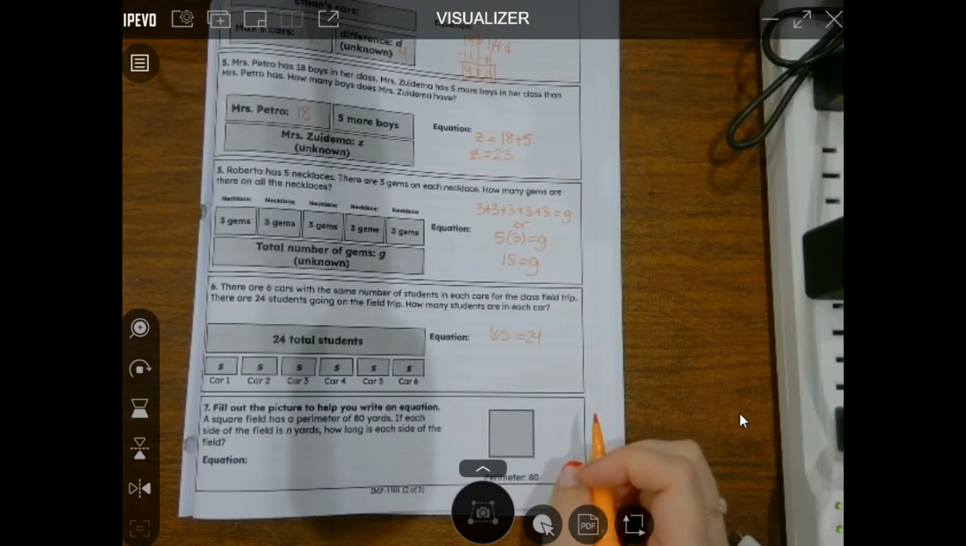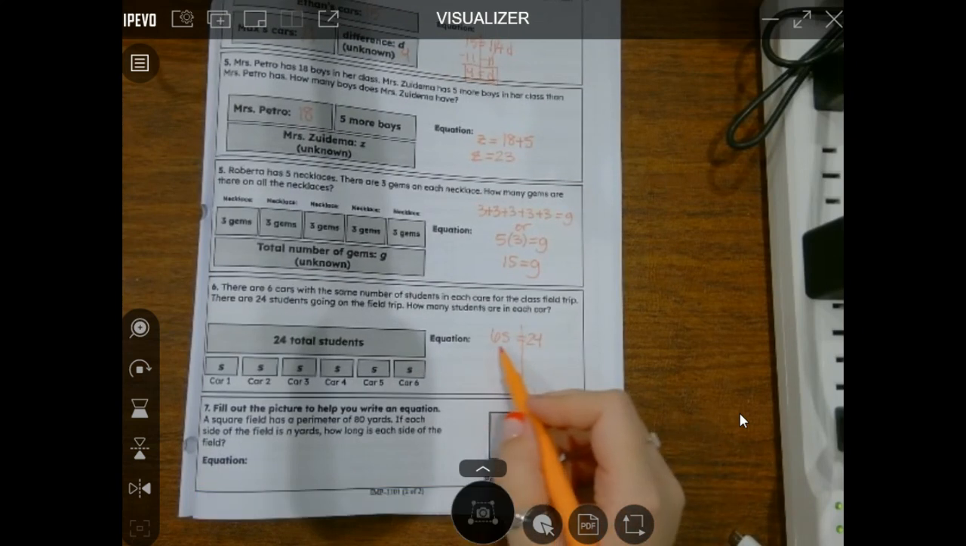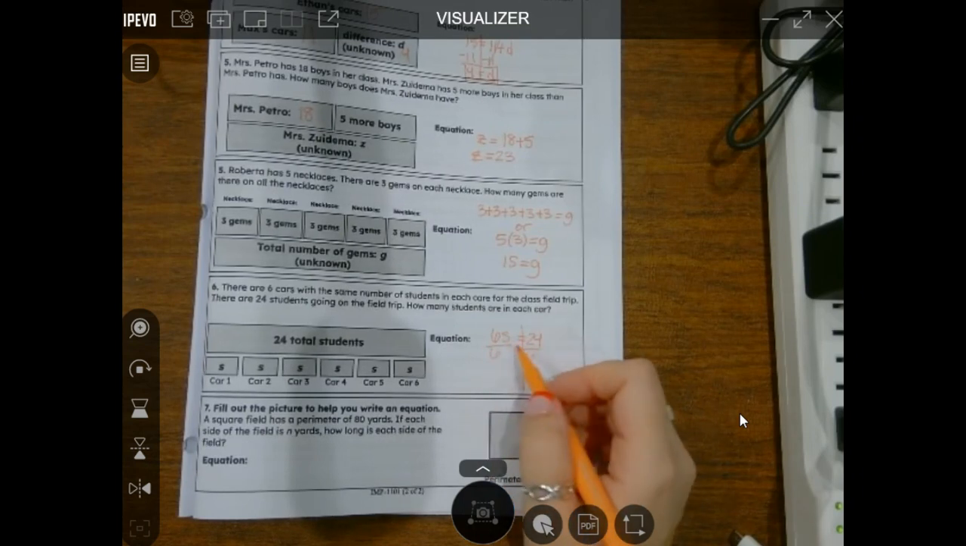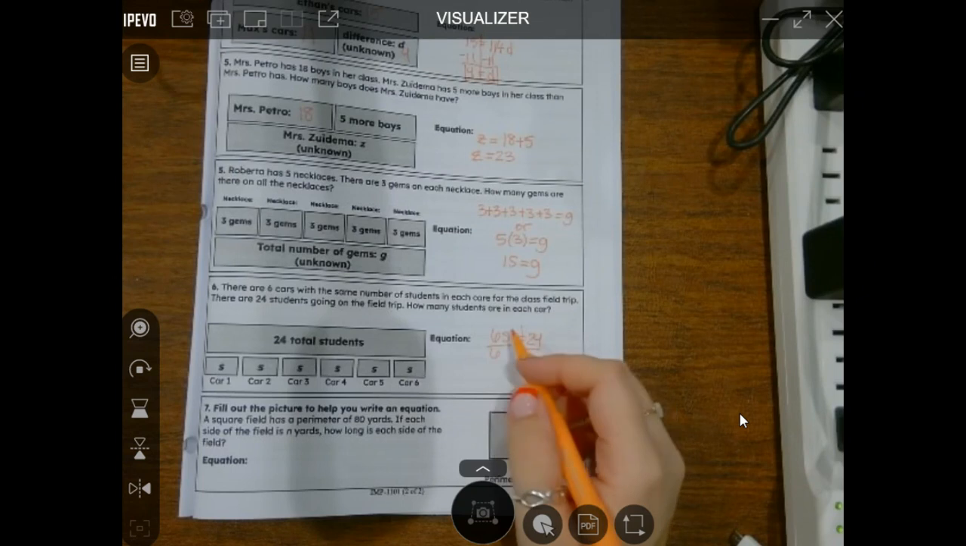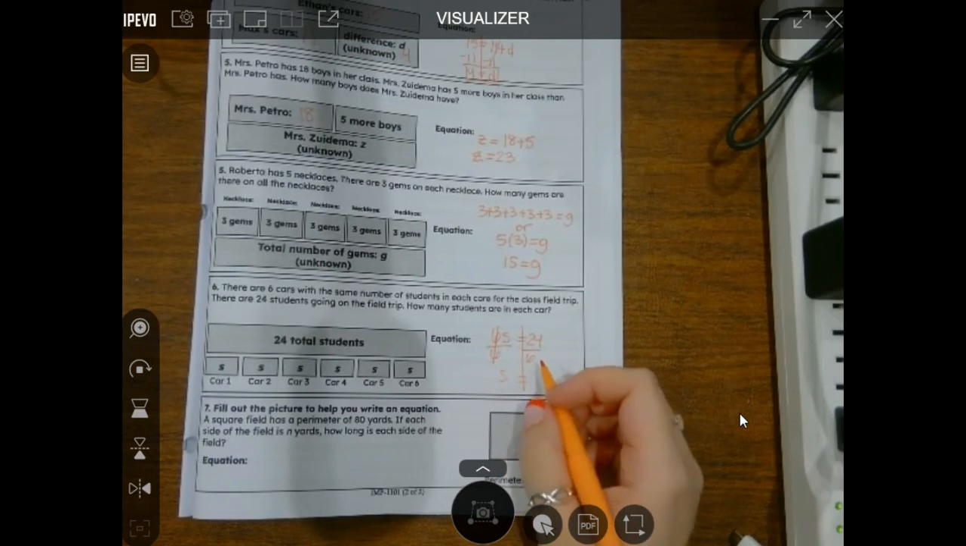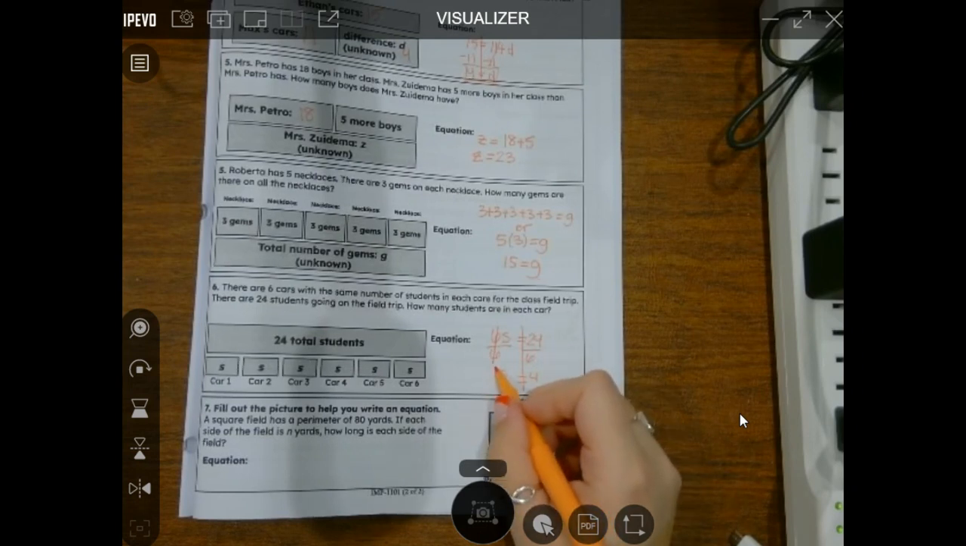Any ideas on how to do that? Yeah, well, these are being multiplied, so the inverse of multiplying is to divide by 6. So now the reason I do that is that these cancel. 6 divided by 6 is 1. So now you have 1 times S, or just S, equals, and whatever you do to one side, you do to the other. 24 divided by 6 is 4, which means there are going to be 4 students in each car.